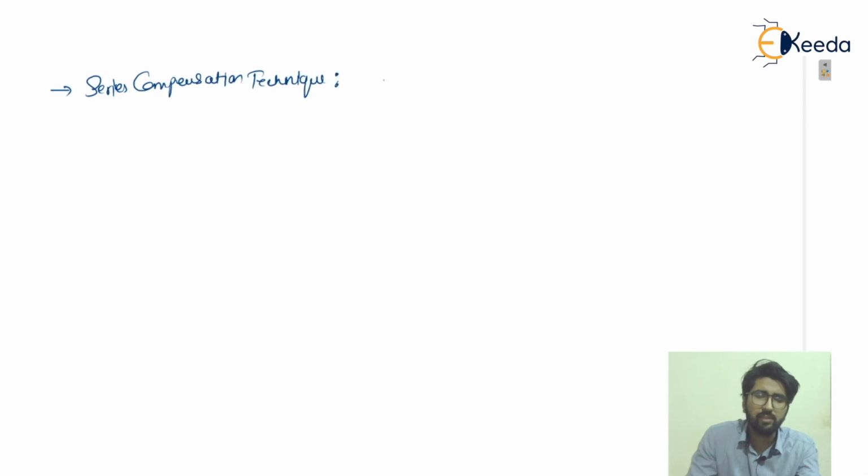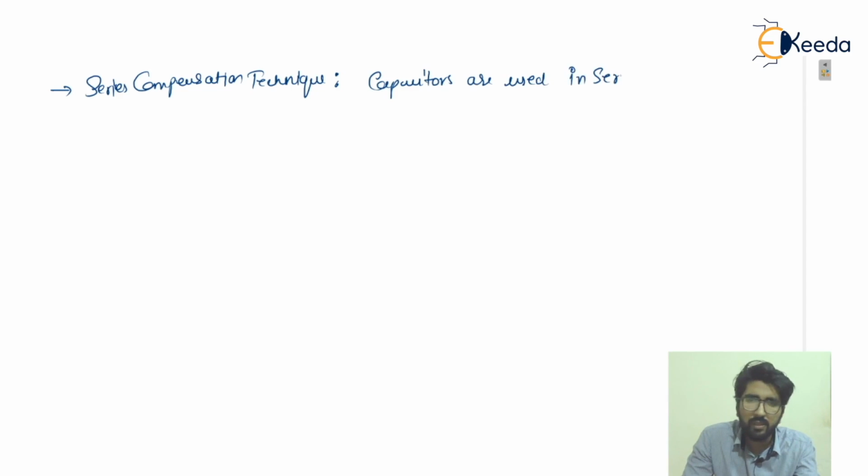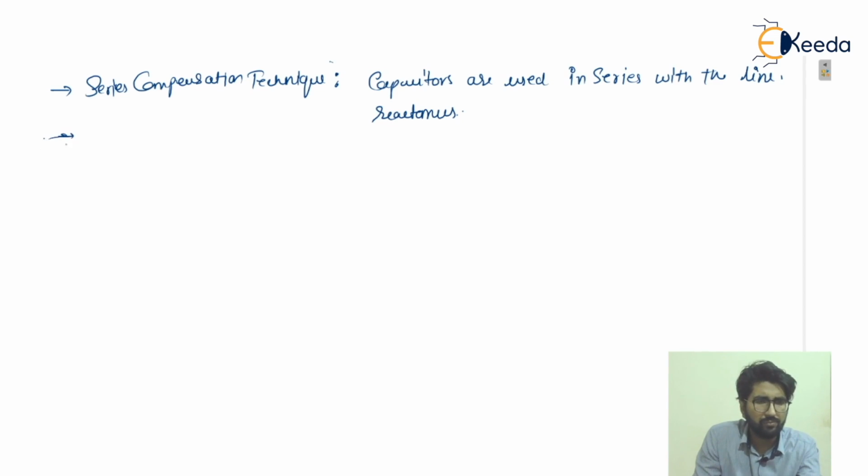So what is the series compensation technique? The capacitors are used in series with the line reactances. Okay, so capacitor, that I have already explained, but I'm adding this point for your convenience. Okay, so it's a series compensation technique. This is the series compensation technique. Now look at the other point.